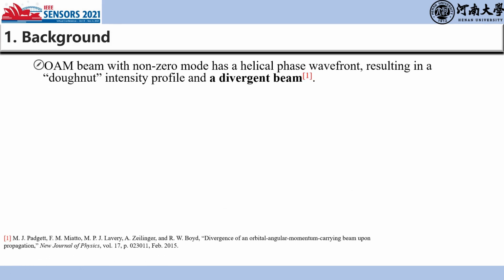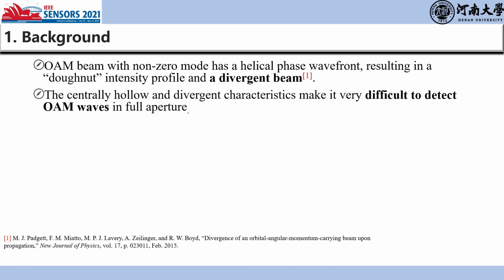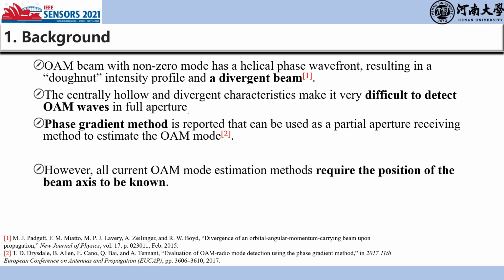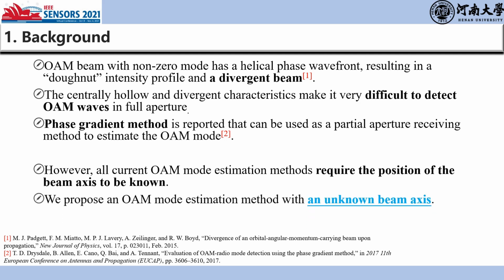An OAM beam has a helical phase wavefront and is a divergent beam, so it's very difficult to detect the OAM mode in full aperture. The phase gradient method is reported to be usable to estimate the OAM mode. However, all current OAM mode estimation methods require the position of the beam axis to be known. So here we propose an OAM mode estimation method with an unknown beam axis.